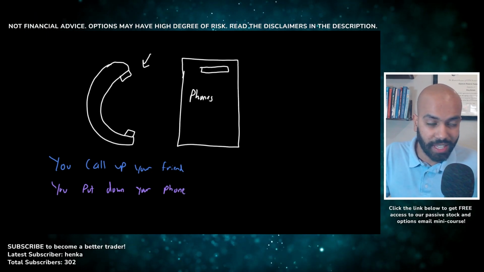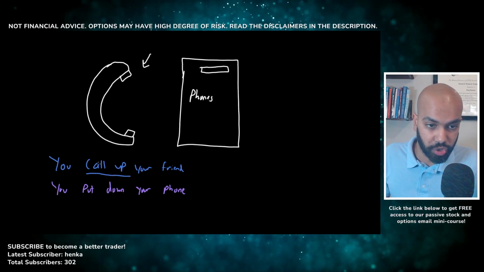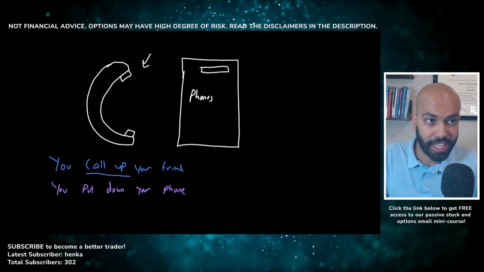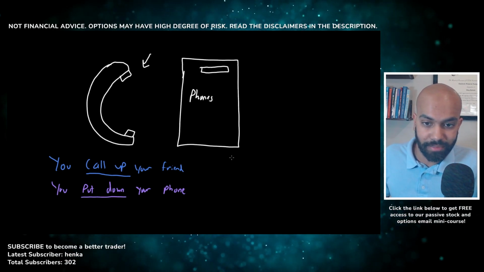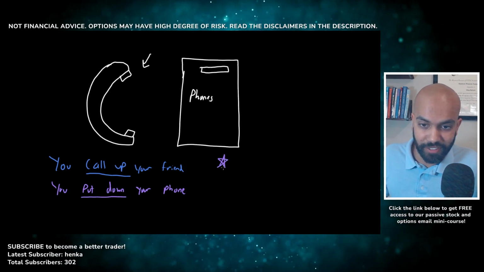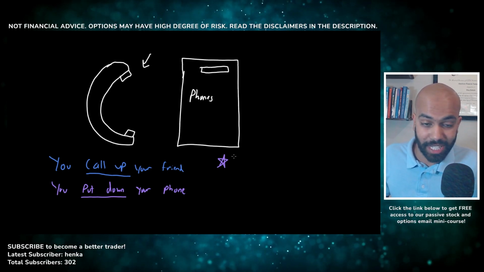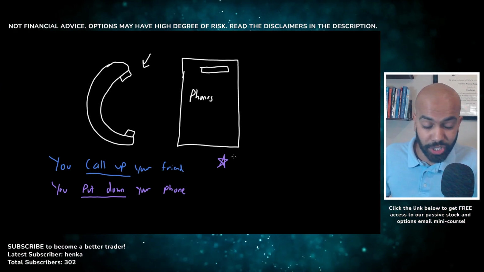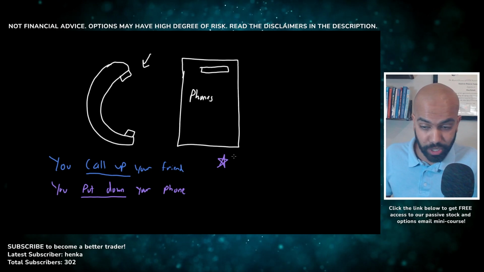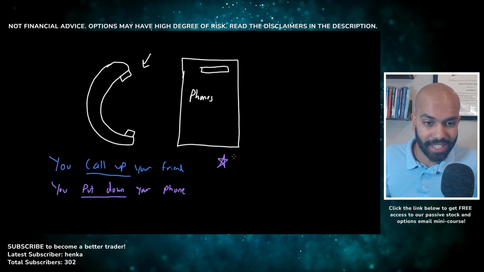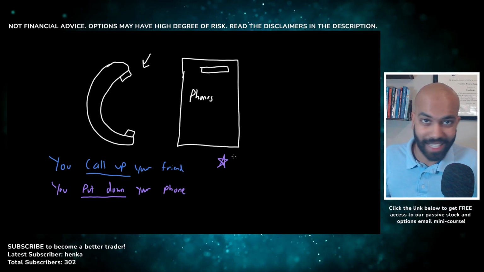So if you think the stock is going to go up, you would buy a call option. You call up your phone. If you think the stock is going to go down, you would put down your phone. Here is the biggest disclaimer of this entire video: just because you think the stock is going to go up does not mean you should actually buy a call option. And just because you think the stock is going to go down does not mean you would buy a put option. The whole point of this is to keep the difference between a call option and put option clear in your mind. So I cannot stress that enough.